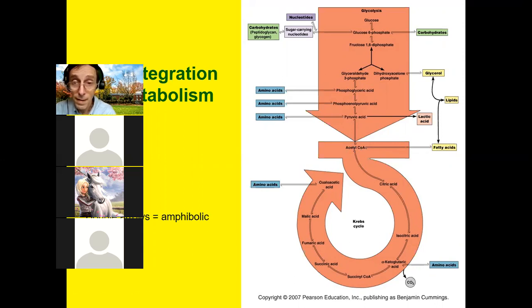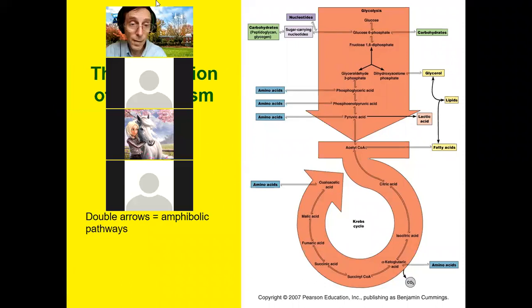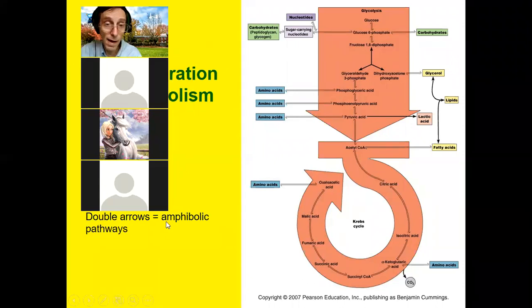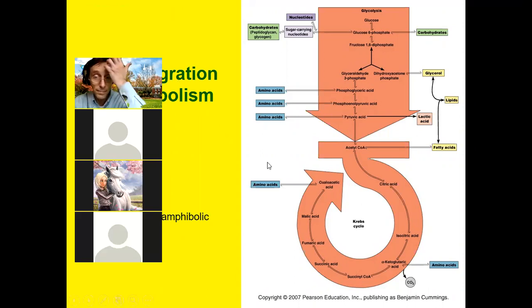But if we have lots of carbohydrates that we're consuming, we'll convert that into fatty acids and then store that down as a lipid. And my point is that even in animal cells, we have an awful lot of amphibolic pathways where the reaction can go both ways. Any question about any of that?